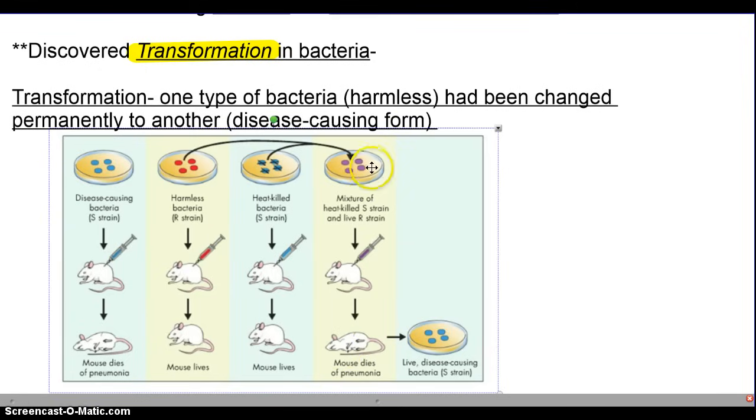So he figured out that something from this heat-killed bacteria, we don't know what it was, we don't know that it was DNA, there was something inside that bacteria that got transformed into this harmless bacteria and made that bacteria harmful and made the mouse die. And later we'll figure out that that something that was inside it was actually DNA.